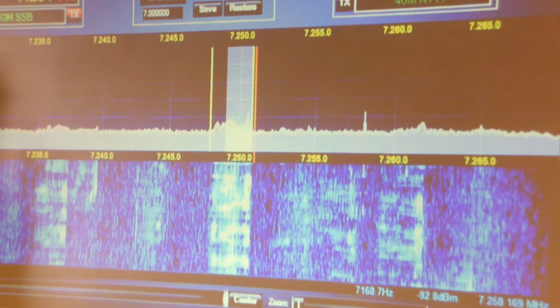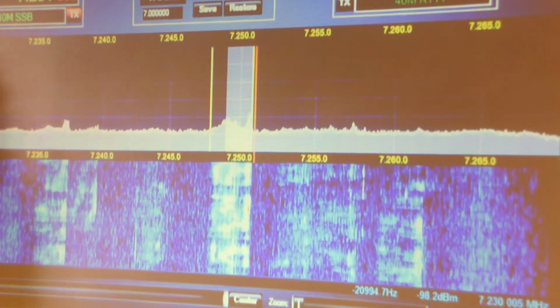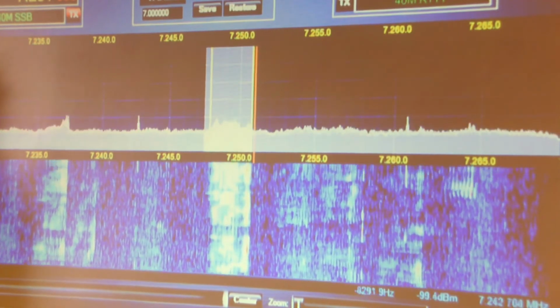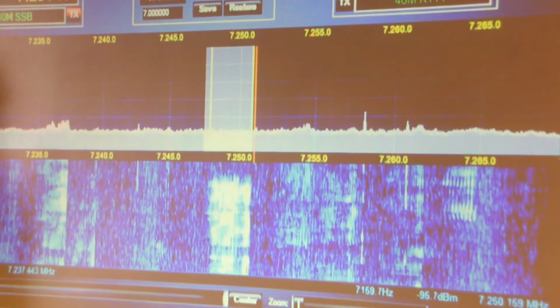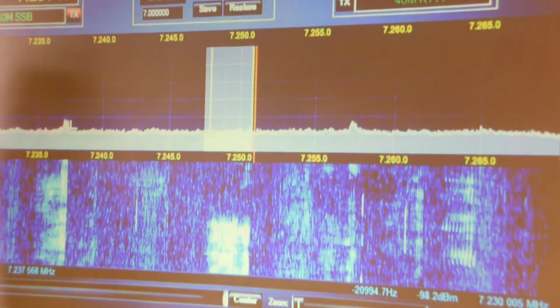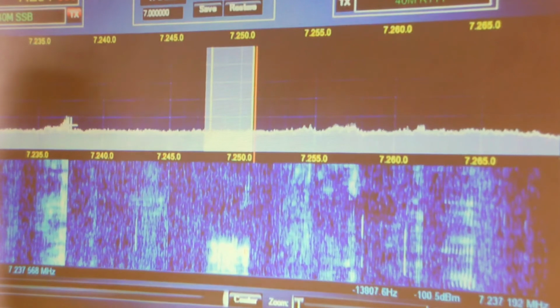To my ear, the quality seems to be higher on this than the Elecraft. Is that because of the way you're centering the audio? Yeah, it seems clearer. Yeah, that was the speakers. Okay, if I put those speakers on this... You did the same.